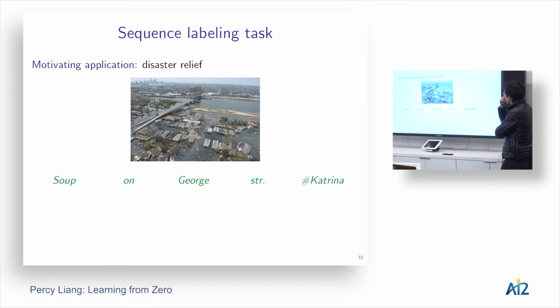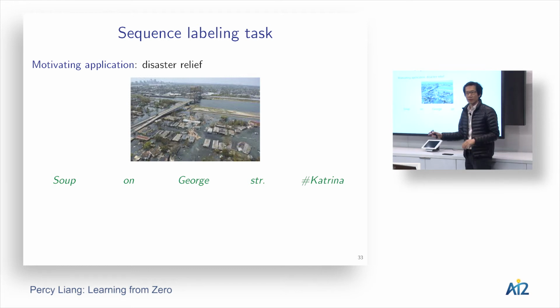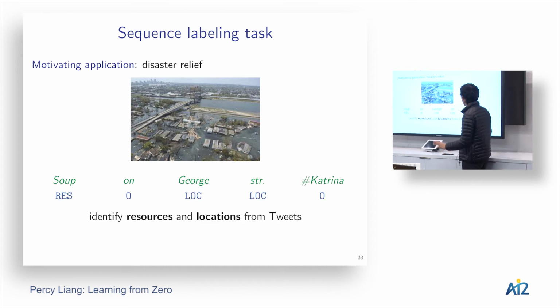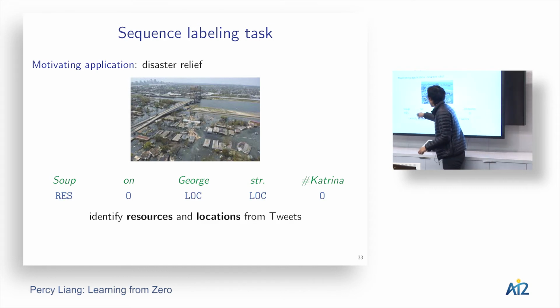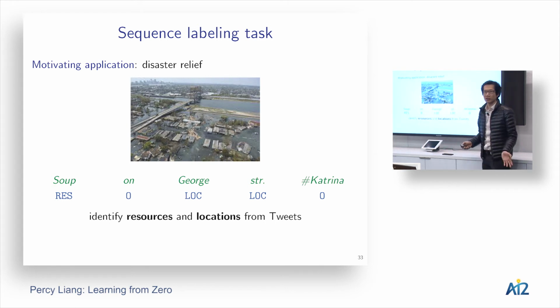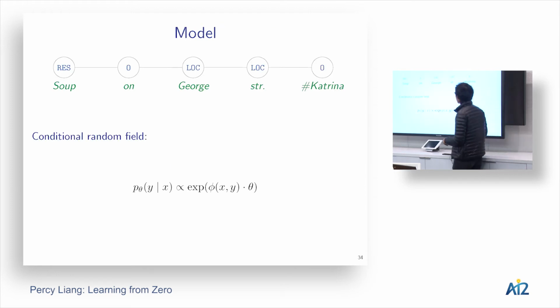So for the motivating example here, we're going to move away from semantic parsing and talk about sequence labeling. Imagine you have a disaster and people are tweeting left and right about all sorts of things, and the goal is to tag these tweets with where resources are at various locations. So just think about it as a sequence tagging task. The model is going to be a standard conditional random field.